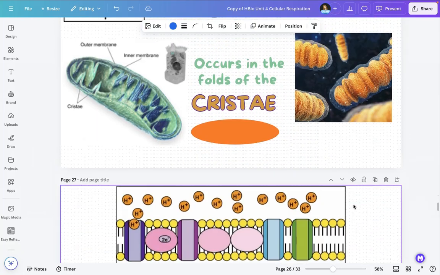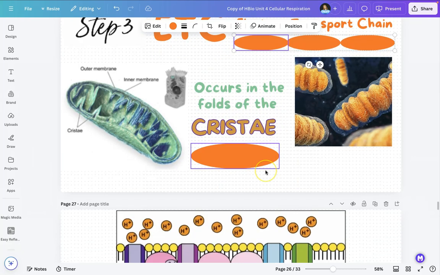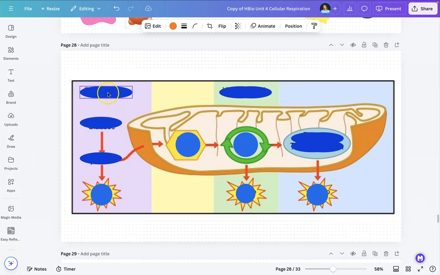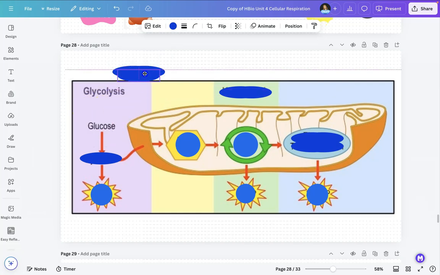Here's another visual for ETC. Oh, this is called the electron transport chain. I forgot to mention that before. Another visual for ETC. We've got, well, here's a full visual. You've got glycolysis. We're in the cytoplasm. You need glucose, and that makes pyruvate and ATP.